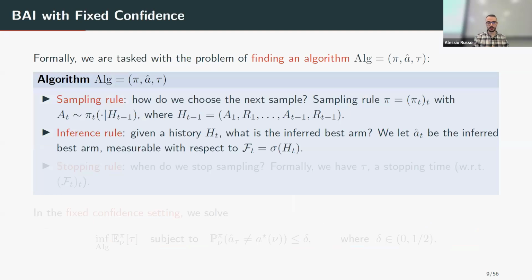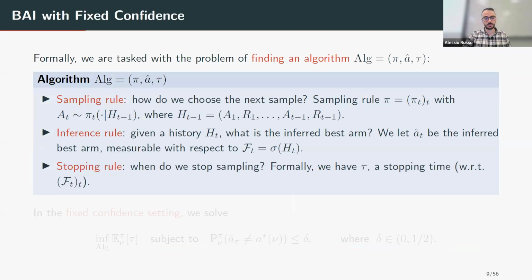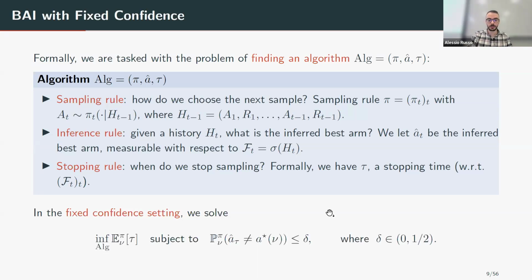Here we have the definitions. I will not go over these definitions again. We have the sampling rule, we have the inference rule, we have the stopping rule and the best arm identification. And the problem we are trying to solve is this optimization, where we are trying to find an algorithm, which is a composition of the sampling rule, the recommender rule, and the stopping rule that satisfies this constraint. So it minimizes sample complexity subject to this constraint on the correctness.